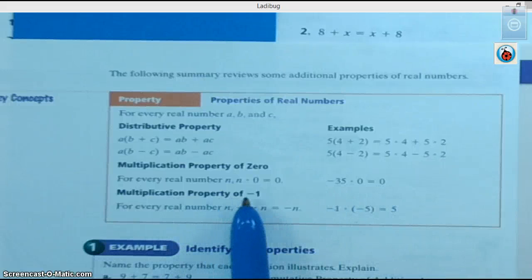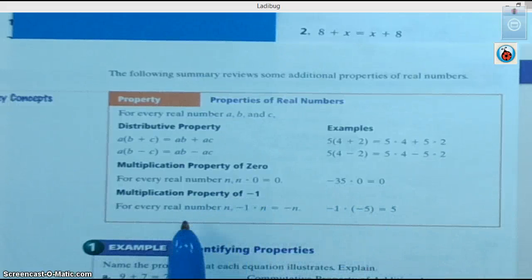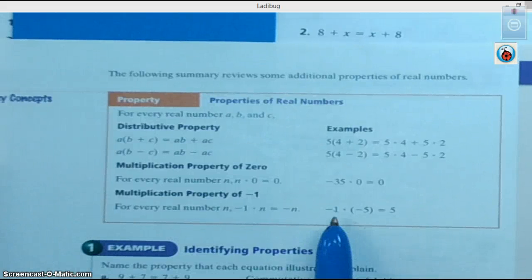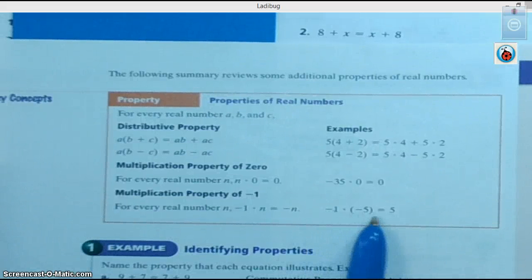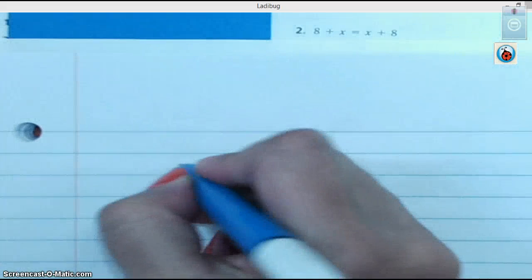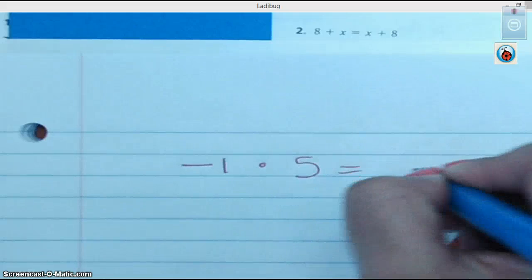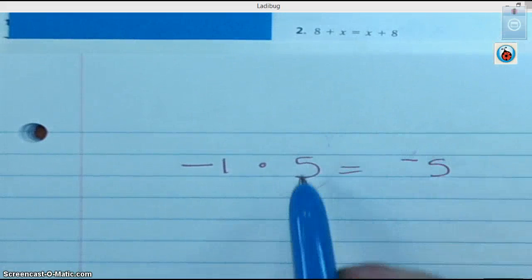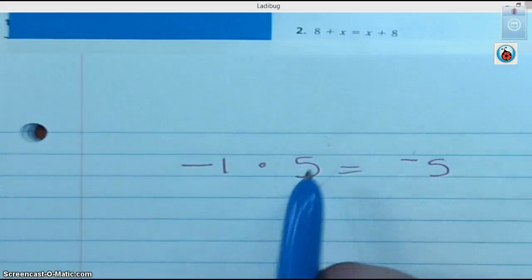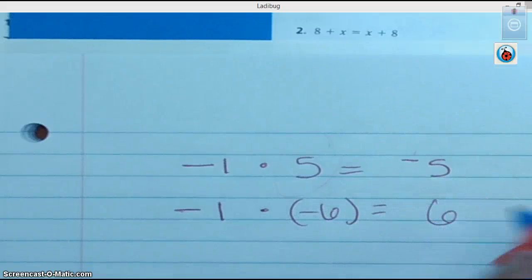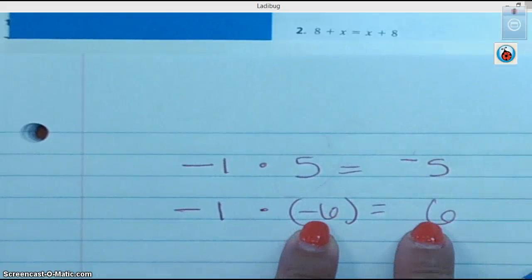The multiplication property of negative 1 states that when you multiply a number times negative 1, it equals its opposite. So, for example, if we multiply negative 1 times negative 5, it equals 5. If we multiply negative 1 times 5, it equals negative 5. See how it equals the opposite of the number we're multiplying by? So we're multiplying negative 1 times negative 6. What does it equal? It's 6, the opposite of negative 6.